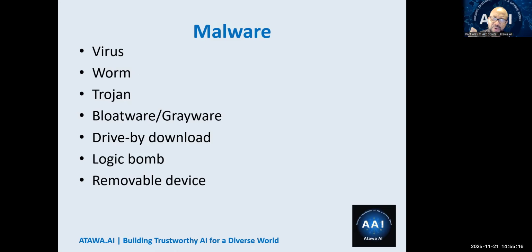When we use the word malware, it's two words, malicious and software. They come in different forms: virus, worm, Trojan, bloatware like extra software.